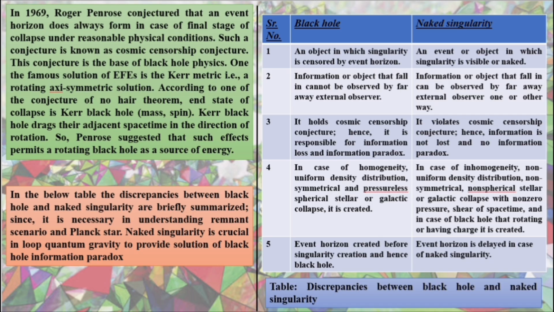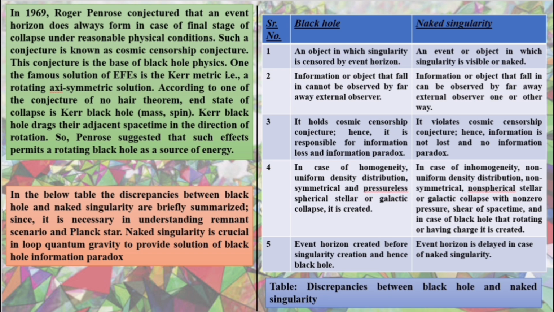Here in this table, discrepancies between black hole and naked singularity are briefly summarized, and it is necessary to understand the remnant scenario and Planck star. Naked singularity is crucial in loop quantum gravity to provide a solution of the black hole information paradox. Earlier in my YouTube channel, I explained this discrepancy. So within a shorter time, I will explain this discrepancy to save time.